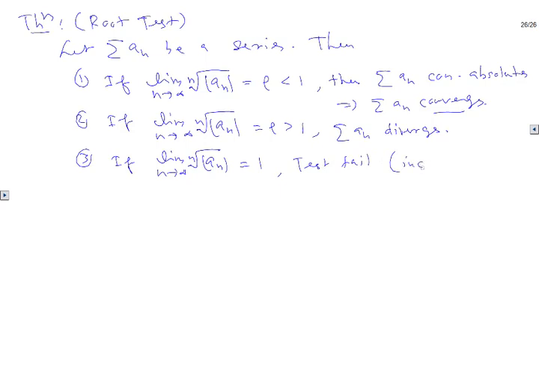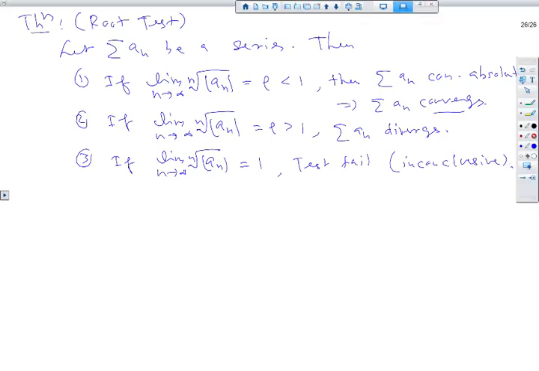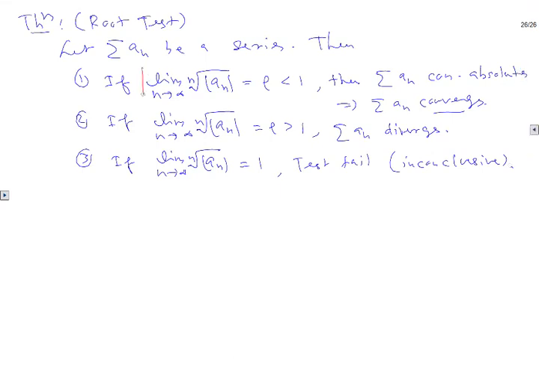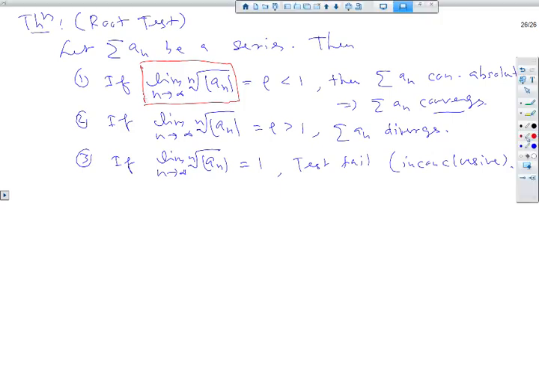Or inconclusive. Okay, good. So you can see that the argument part is the same. The only thing is that what we are taking right now is the nth root of the nth term. So that's the only difference, but otherwise this is pretty much similar to the ratio test. Okay, now the question is when we're going to apply this.